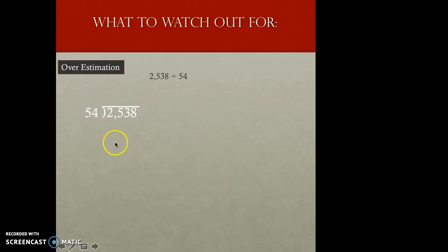Sometimes we overestimate. So let me show you what I mean. If I round this down to 50, and I think about, okay, how many 50s are going to fit into this? And I know that 5 times 5 is 25, so 5 times 50 is going to be 250. Well, when I actually do 5 times 54, I get 270. So 253 minus 270, I can't do that, can I?